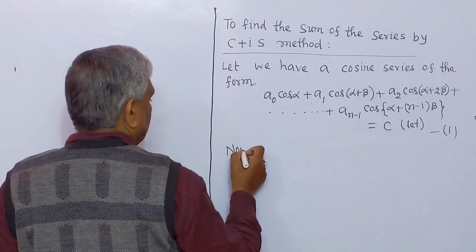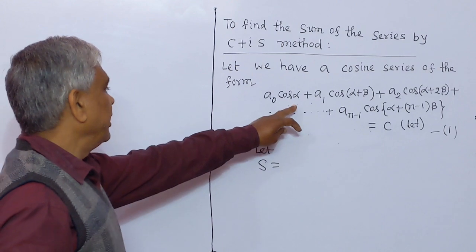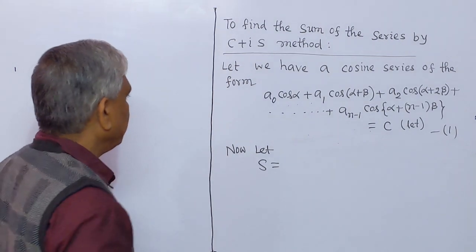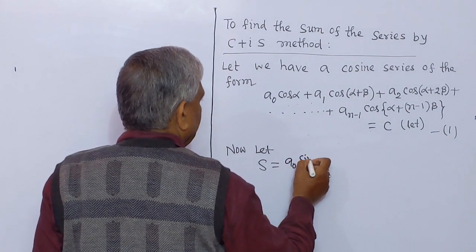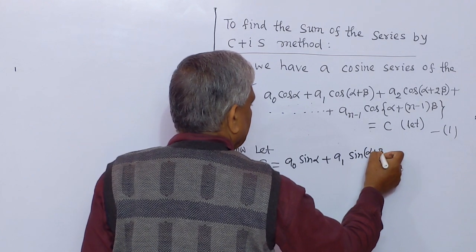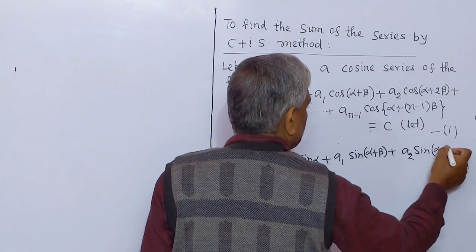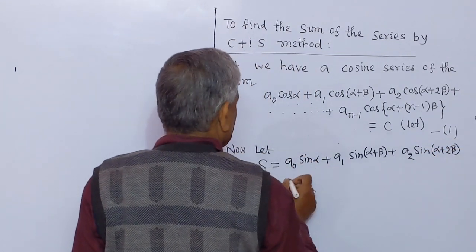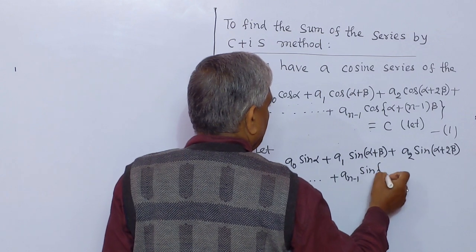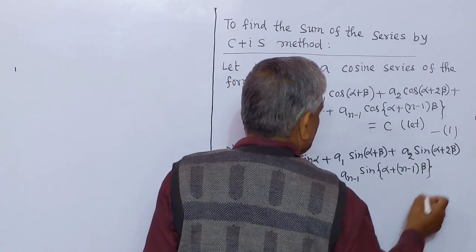Now let S equal to, here we change the cosine into sine in each term: A naught sine alpha plus A1 sine alpha plus beta plus A2 sine alpha plus 2 beta plus ... plus A n minus 1 sine alpha plus n minus 1 beta. This is number 2.